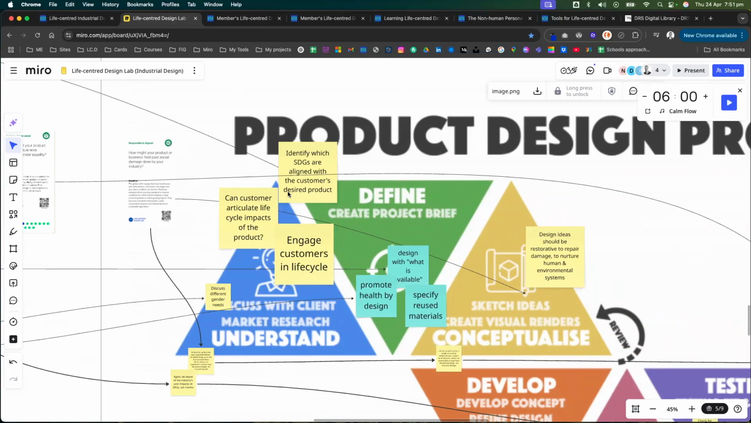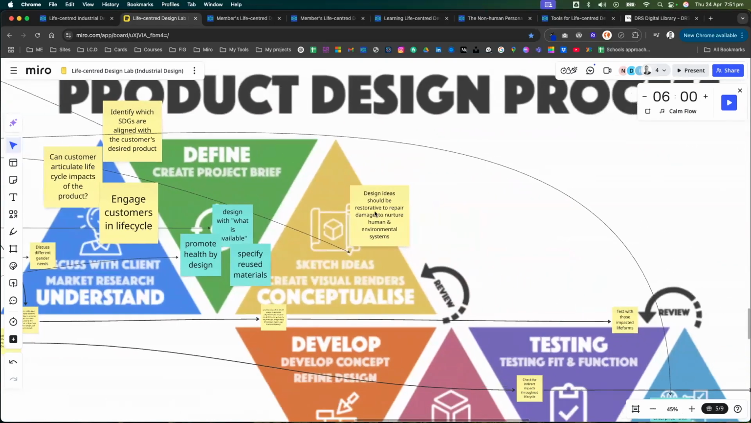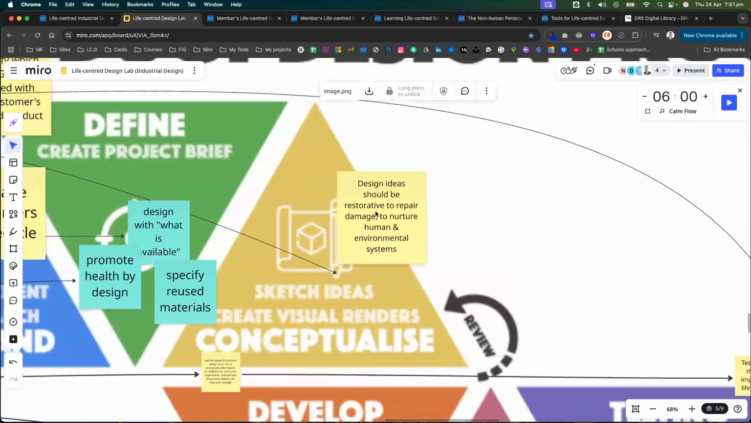And then for conceptualize, that our ideas should be restorative for not just environmental systems, but also human systems. When we talk about supply chains and sweatshops and child labor and slave labor and forced overtime and all of these issues, which again goes back to the first step, is the customer even aware of these impacts? And that's as far as I got, just the first three steps.